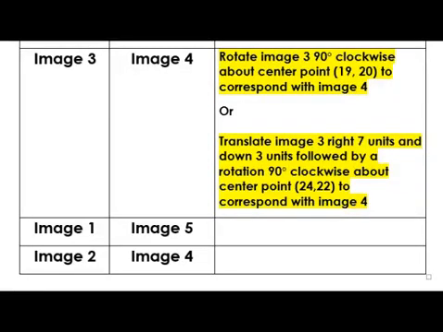Both methods that were illustrated are described in the table. The first transformation was a single transformation. Image 3 was rotated 90 degrees clockwise about center point (19, 20) to correspond with image 4. The second transformation was a series of transformations. Image 3 was translated right 7 units and down 3 units, followed by a rotation 90 degrees clockwise about center point (24, 22) to correspond with image 4.